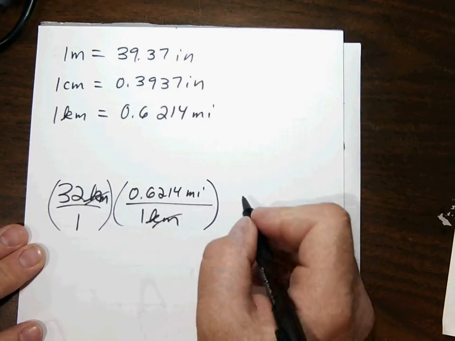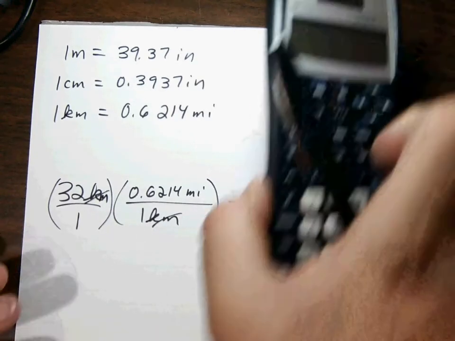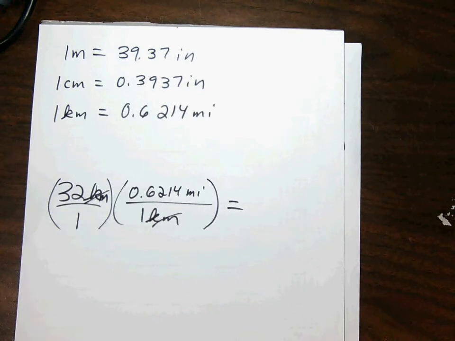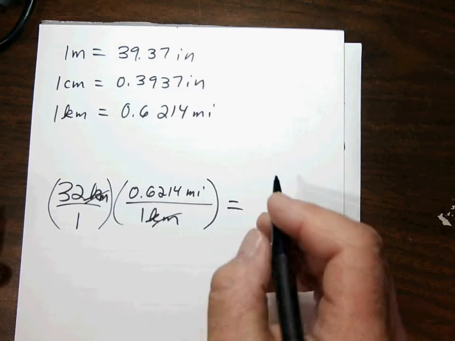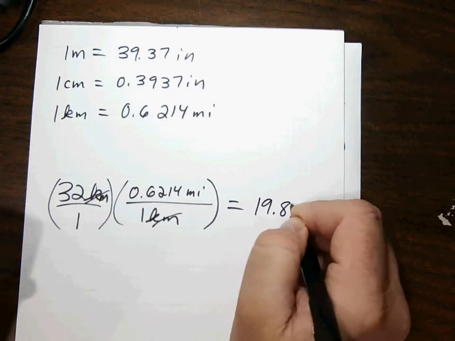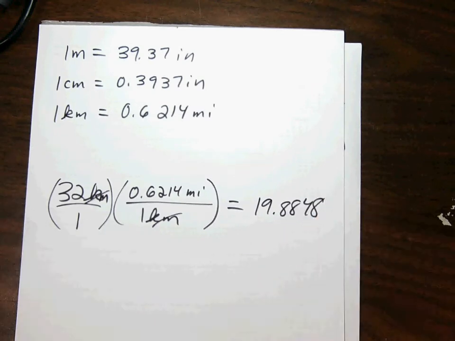So now I need to take 32 times 0.6214 equals 19.8848, if I just write down all the decimals on my calculator. So basically 20 miles. That's how we would do a conversion like that.